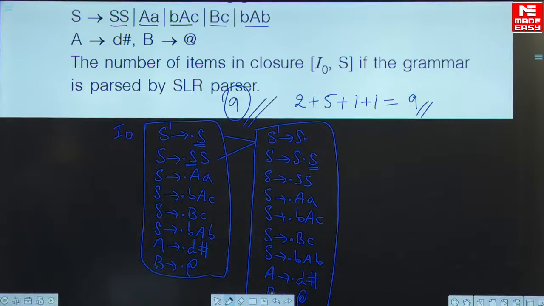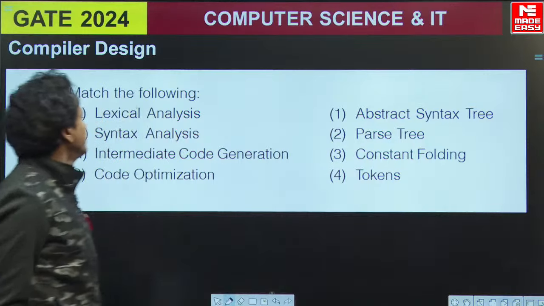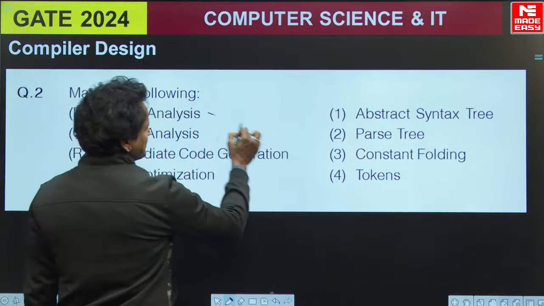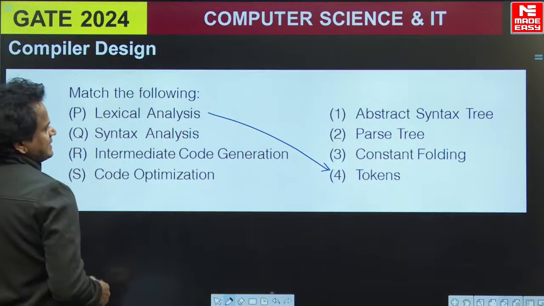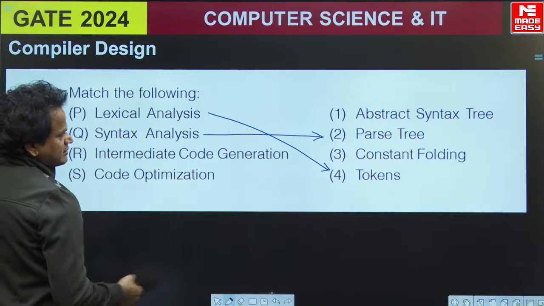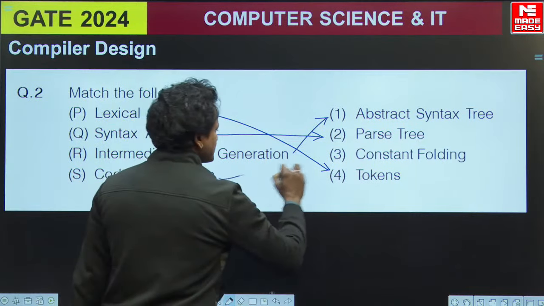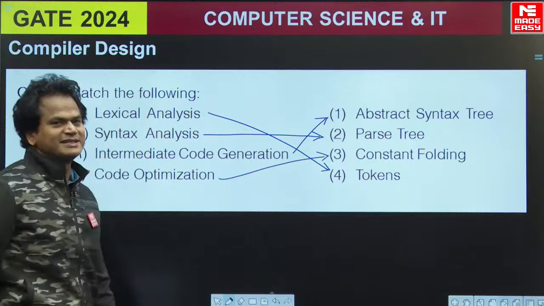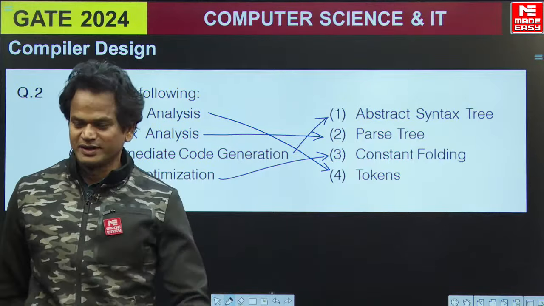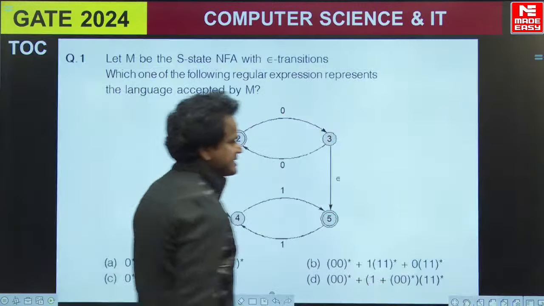Okay, we'll go to the next question. It is an easy question. Match the following. Lexical analysis gives you the tokens, syntax analysis produces the parse tree, intermediate code generation will give you the abstract syntax tree representation, and in code optimization, constant folding is one technique. This is the match the following. Easy, direct question. Okay, these are the two questions we got from the student database. So from compilers, now we'll go for the theory of computation.